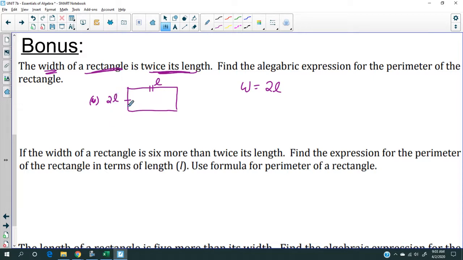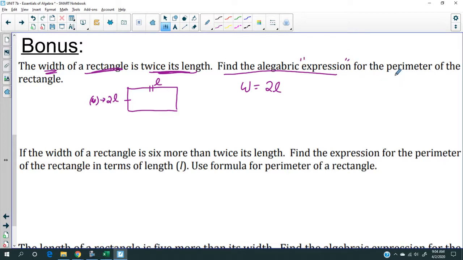Again, the width of a rectangle is twice its length. Now, I know it makes no sense. Like, you're saying the width is longer than the length? Yeah, that's what it's saying. Which means this drawing is technically incorrect, but I think for our purpose, it helps us see things clearly. So find the algebraic expression for the perimeter of the rectangle.